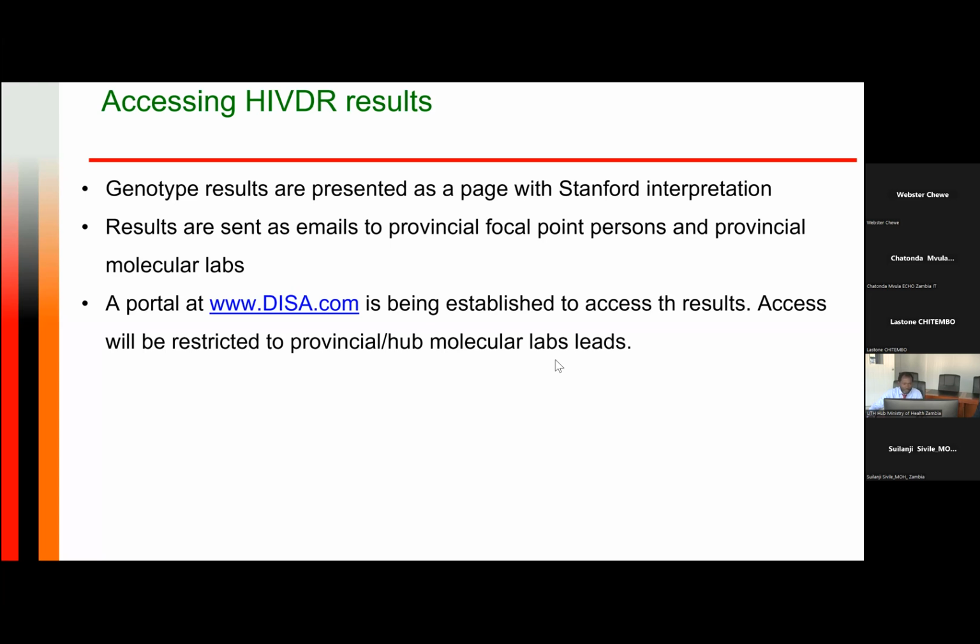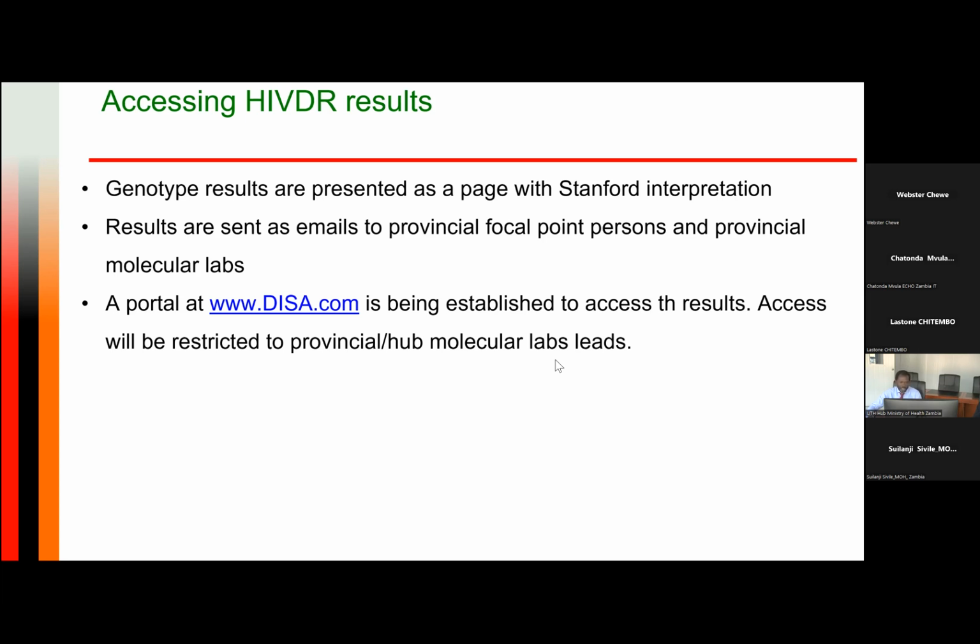There is a question in the chat box as well. So I'll go through the questions, then I'll allow our experts to give a response. The first question from Webster is regarding viral load coverage. In as much as we are recording good levels of suppression, the viral load coverage isn't so great. So the question is, what are we doing at national level to improve viral load coverage? And the second question from Webster is, what's the turnaround time for genotype results?